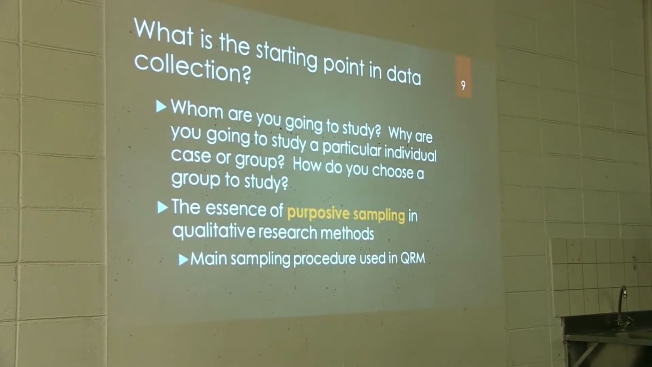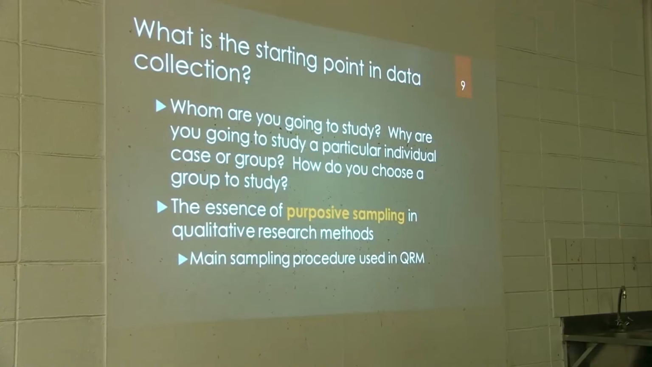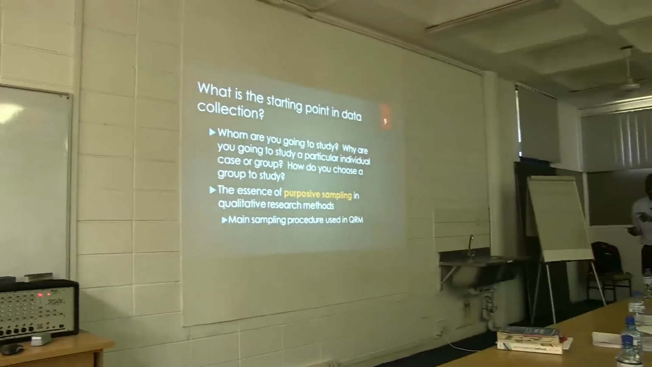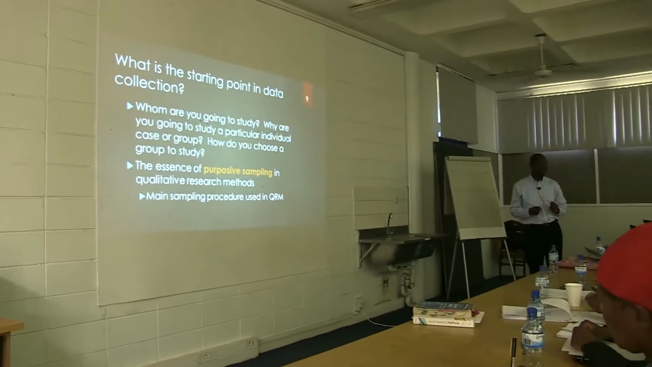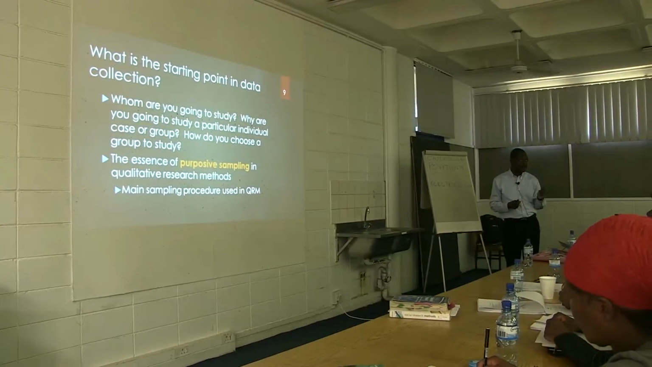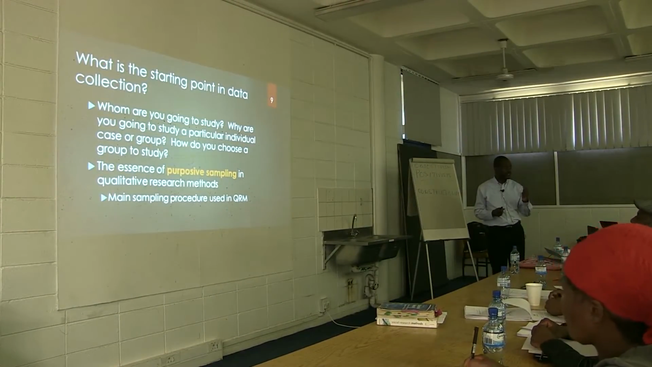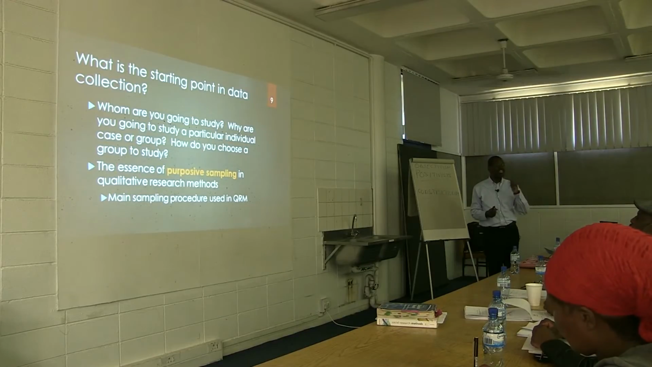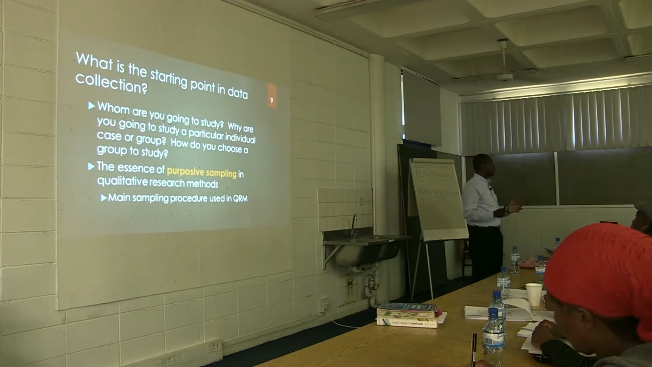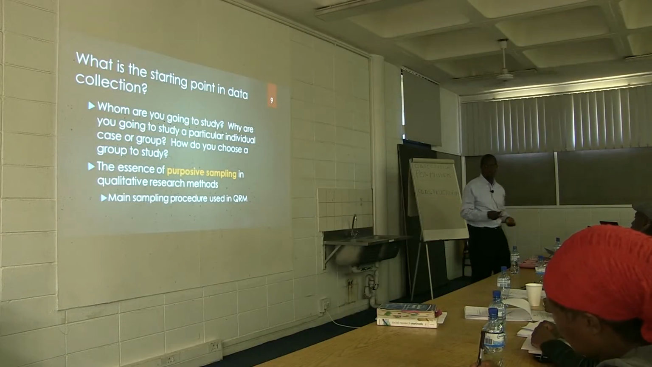How do you choose what to study? And how do you get to say, this is what I want to study? So we've already been introduced, I'm sure, to purposive sampling. It is the main sampling procedure used in qualitative research methods. If you read a lot of dissertations, some people say, I'm going to use purposive sampling, full stop. You can't. You have to explain what you're talking about.